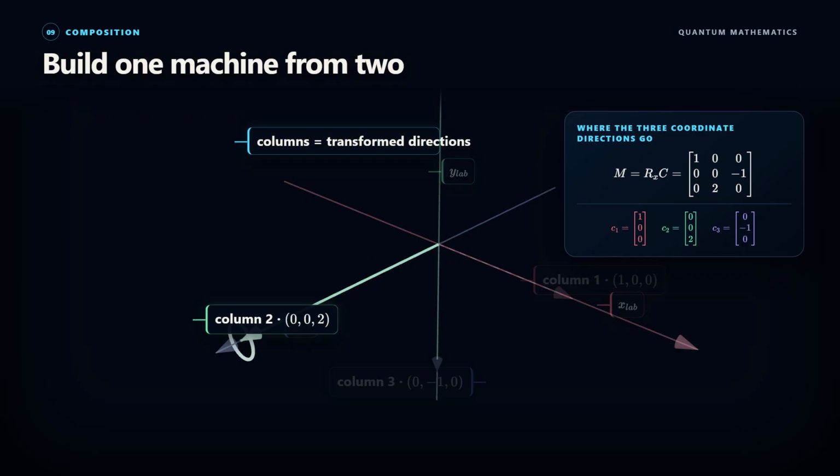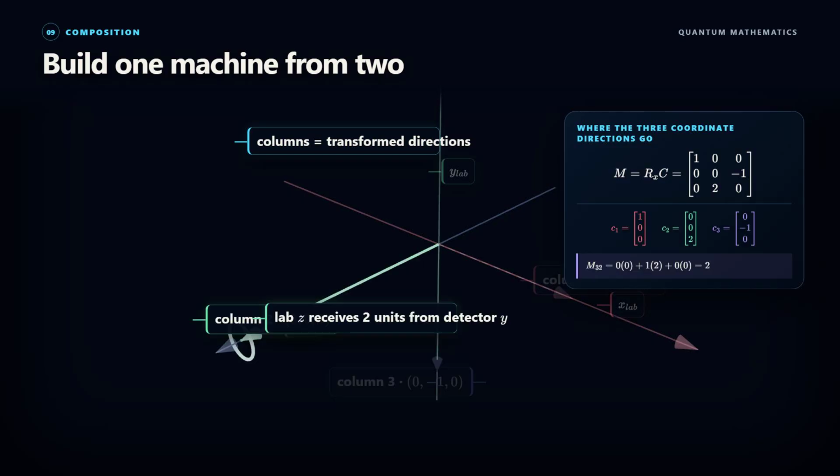Rotation lifts it into laboratory Z, so the second column is 0, 0, 2. The third column records where a detector Z step would go, giving 0, -1, 0. Put those outcomes together and M appears. If we inspect one representative entry, the row-column rule is just composition written numerically.